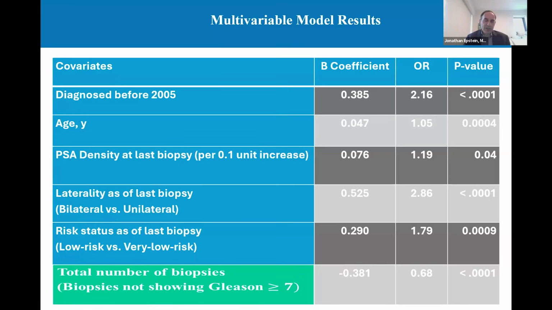Low risk versus very low risk. Very low risk is, again, Gleason 6 with just a little cancer. Low risk is Gleason 6 regardless of how much cancer. That makes a difference. And then another thing that's very important is how many times you've been biopsied still with a Gleason 6.